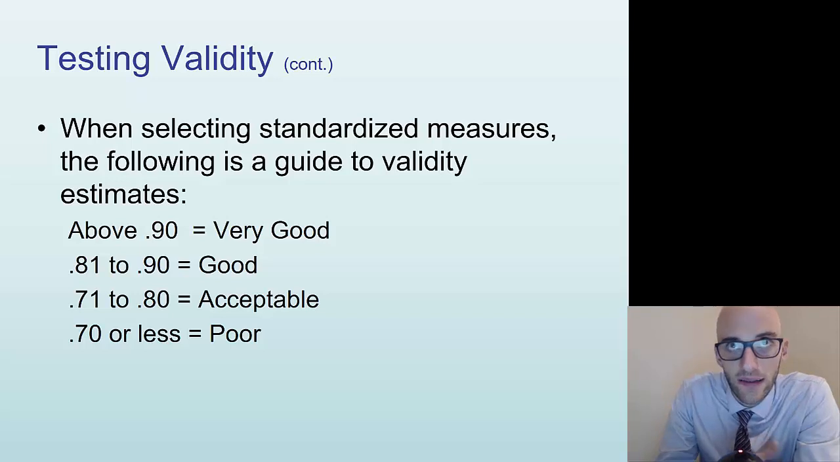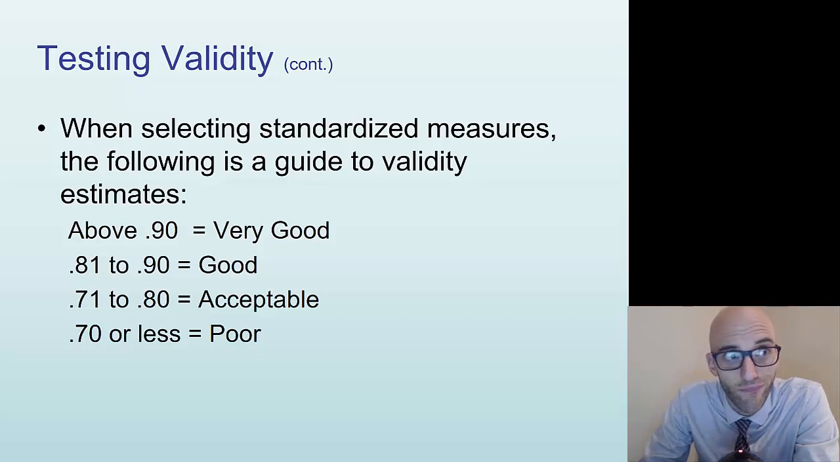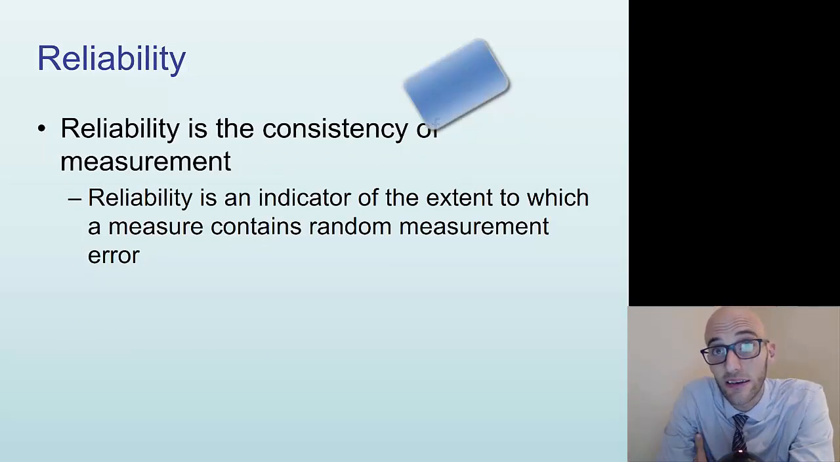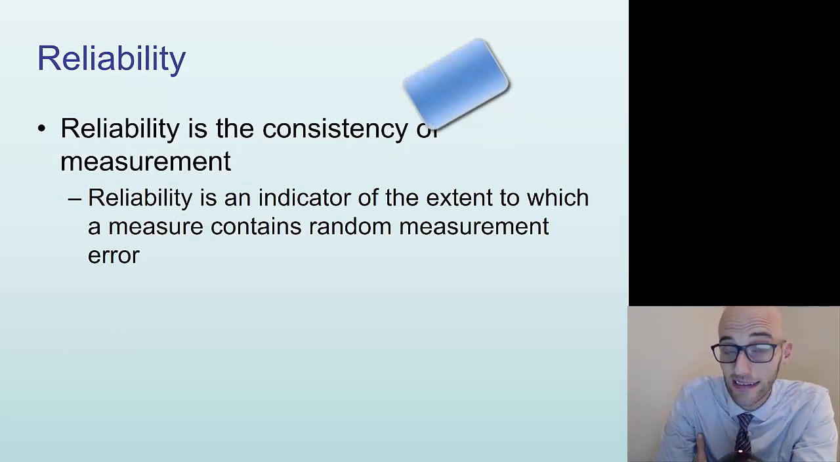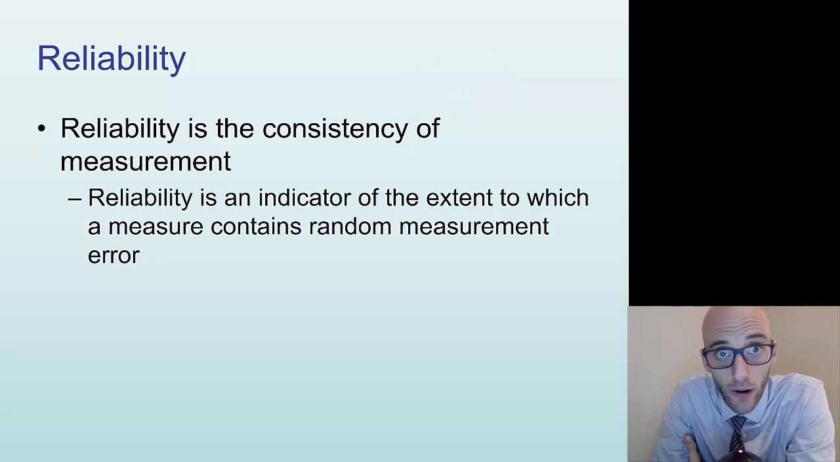You can read these yourself. But it's good to look through the published norms of any kind of standardized measures before using them to make sure that they're up to snuff with quality expectations of the field. So now that we covered validity, reliability is less to do with accuracy and more to do with consistency of the measure. So reliability is an indicator of the extent to which a measure contains random measurement error.